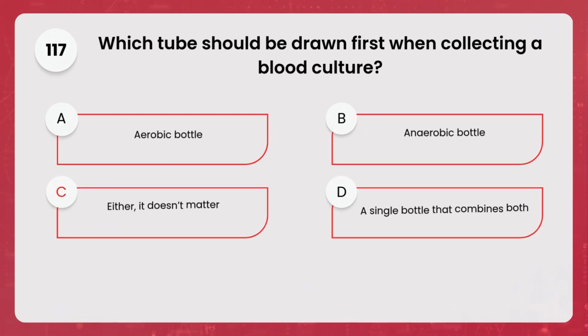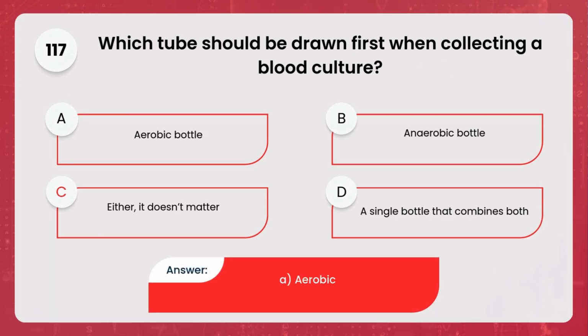Number 117. Which tube should be drawn first when collecting a blood culture? A. Aerobic bottle. B. Anaerobic bottle. C. Either, it doesn't matter. Or D. A single bottle that combines both. The answer is A. Aerobic bottle.